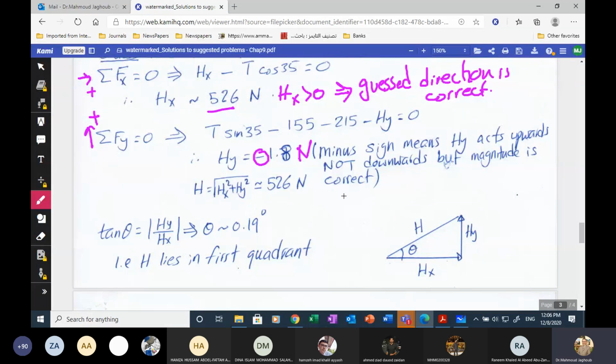Can I find the hinge force itself? Of course. Horizontal component squared plus vertical component squared, under the square root, and you find the value of H is 526 newtons. Can I find the direction? Yes. Hx is to the right, and I know Hy is upwards. I say that tan theta equals the vertical component, which is opposite, divided by the horizontal component, which is adjacent, and you get theta almost 0.19 degrees.